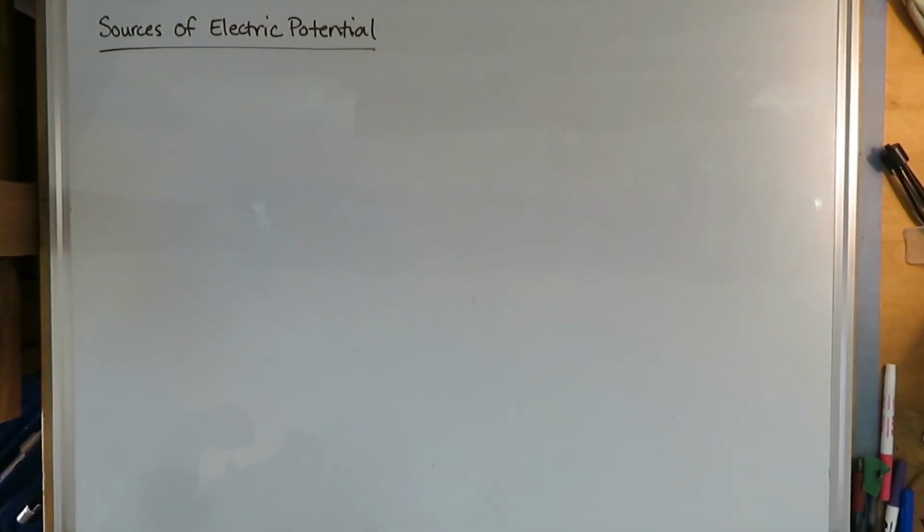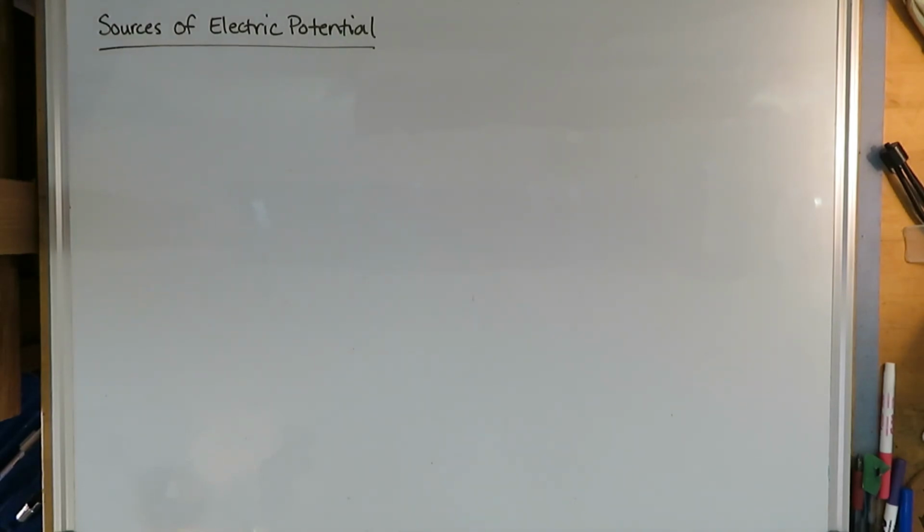All right, so we're going to talk about sources of electric potential today. A fun thing for you to do might be to look up Van de Graaff generators and some fun videos of them. They're really cool. Van de Graaff generators are a way to generate potential difference. Batteries are a way to generate potential difference.